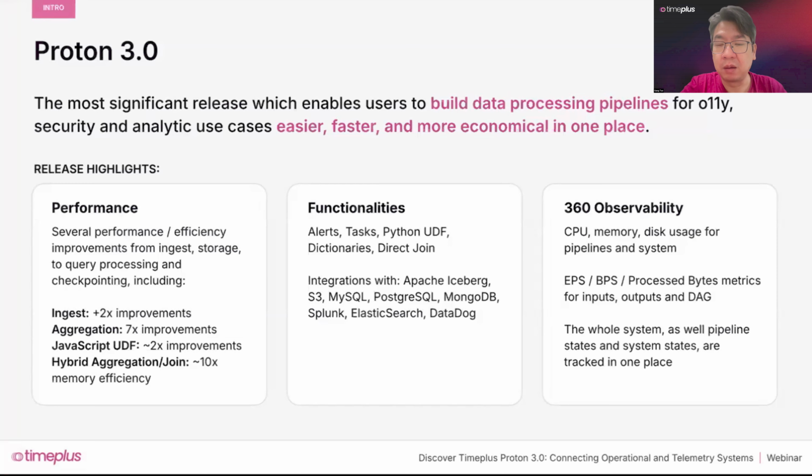Last but not least, there are also a lot of improvements in observability. You can monitor your data processing pipelines for different metrics like CPU, memory, EPS, or the whole system. There are a lot of metrics, and you have two ways to monitor them. Either you can run SQL against the system table or system stream provided by Proton, or all these metrics are exposed as Prometheus metrics, so you can use your Grafana dashboard to monitor everything.